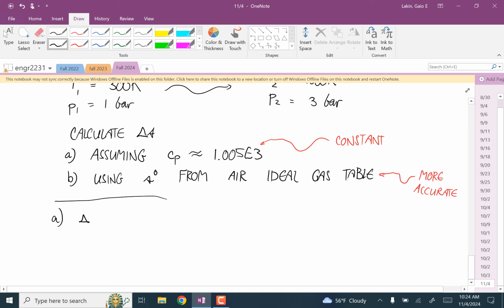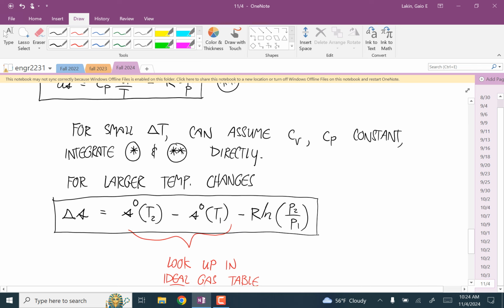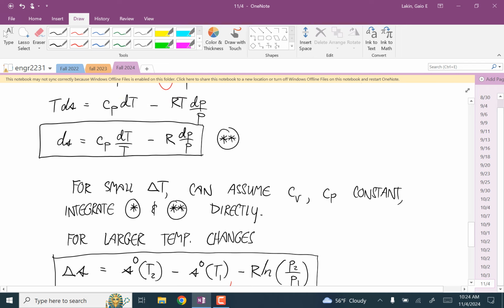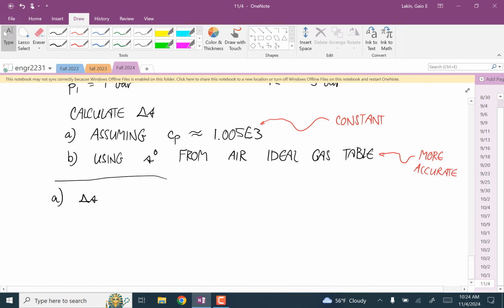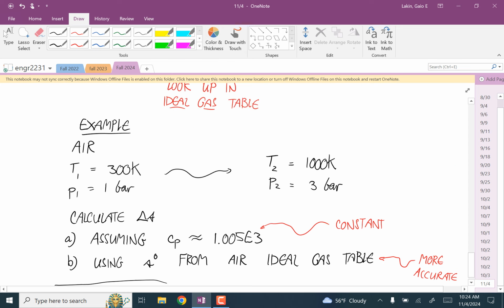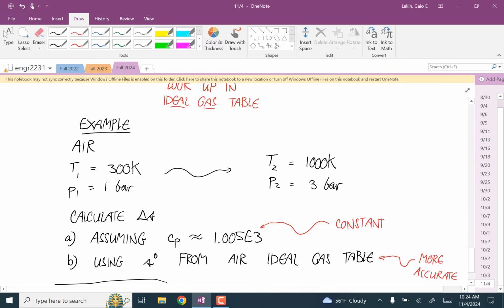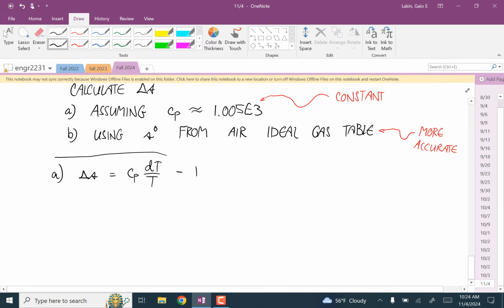Okay, so delta S is equal to Cp times dT over T, minus R times dP over P. And I'm using this form because we're given pressures, we're not given volumes. So you're just using whichever one has the values that you have.